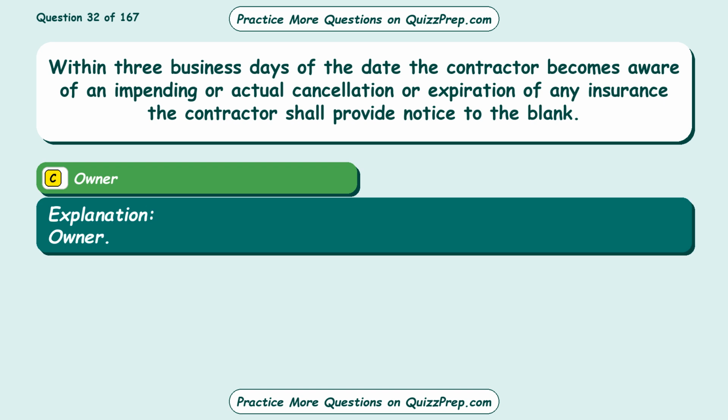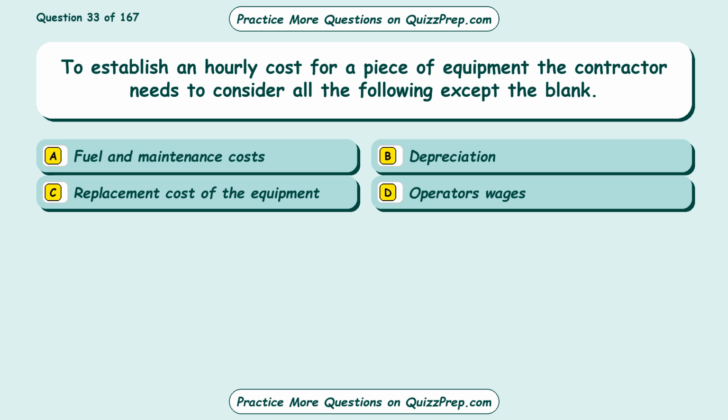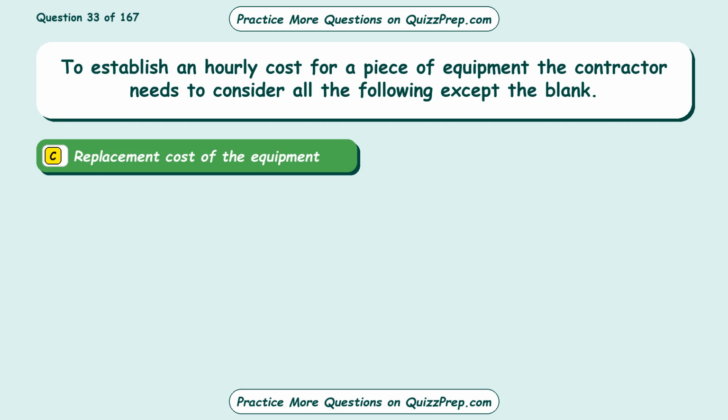Question 33. To establish an hourly cost for a piece of equipment, the contractor needs to consider all the following except the blank. Option A, fuel and maintenance costs. Option B, depreciation. Option C, replacement cost of the equipment. Option D, operator's wages. The correct answer is option C, replacement cost of the equipment.